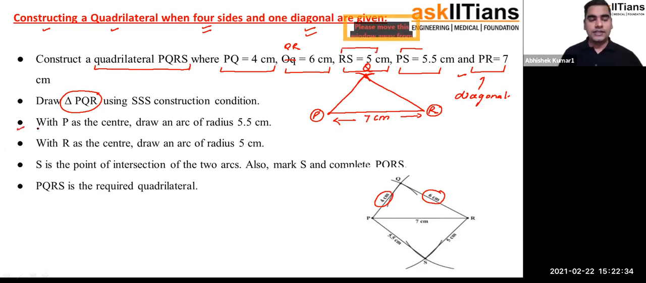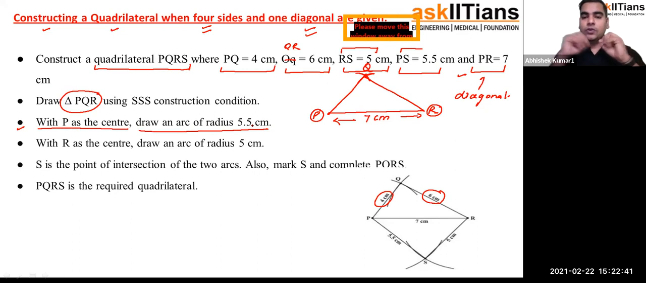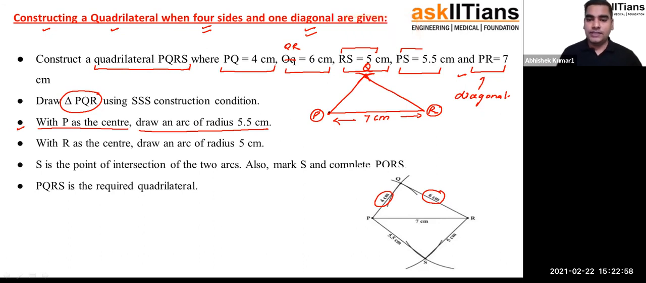So what you should do is, assuming P as the center, draw an arc of radius 5.5 centimeter, and this arc needs to be drawn below PR. I repeat, you have to assume P to be the center, and draw an arc of length 5.5 centimeter below PR. So I assume P to be the center, and I'm going to draw an arc of length 5.5 centimeter below PR, like this. Understood? Let me know when this is done.